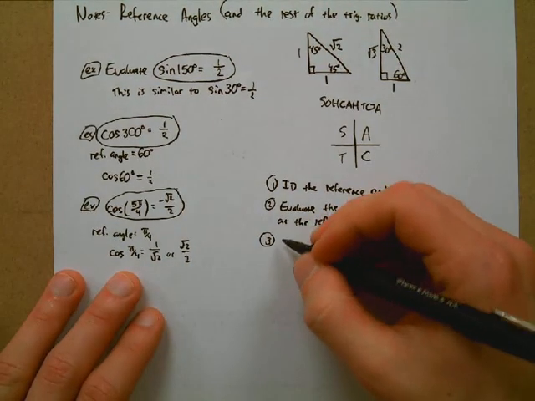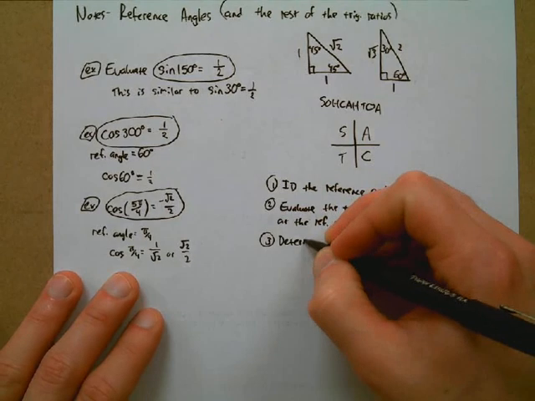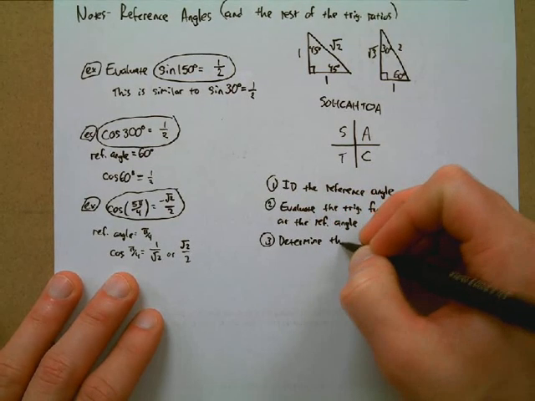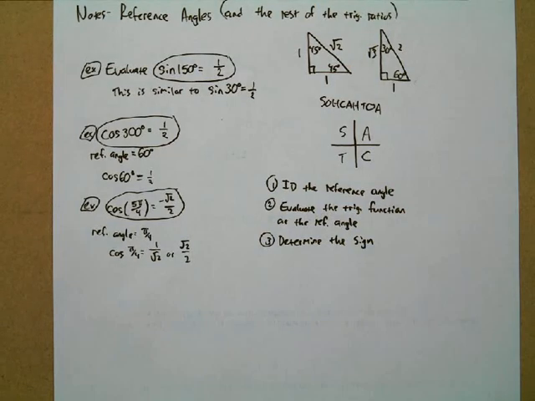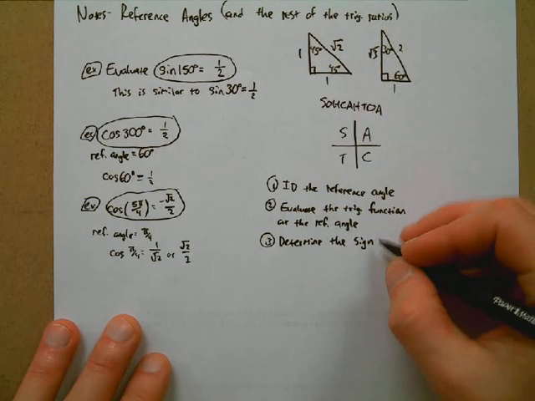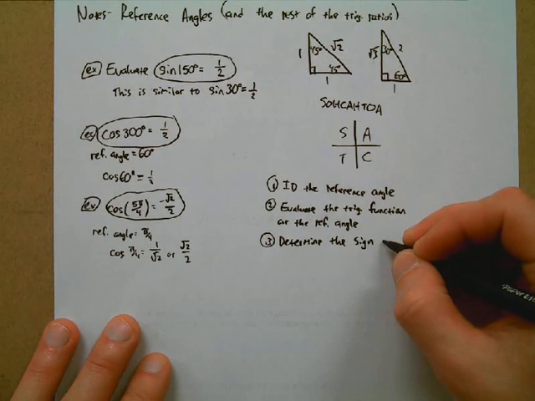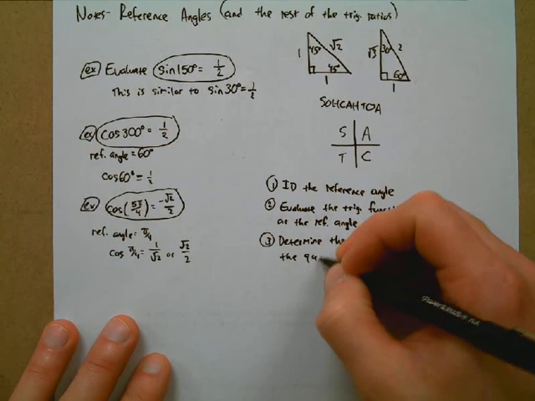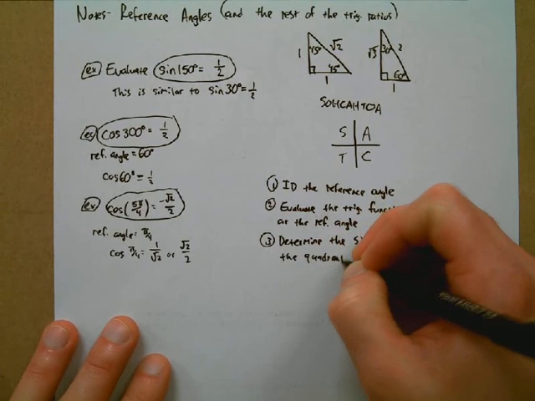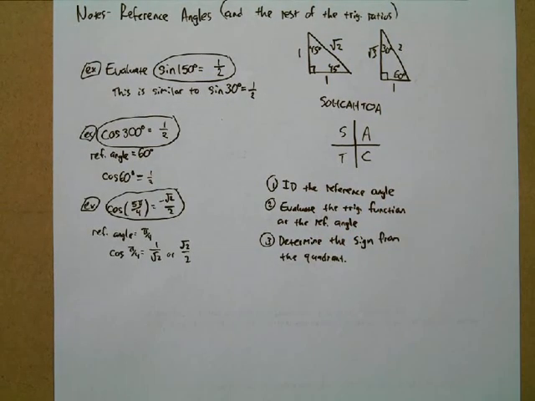determine the sign, and now we have to be careful because we have two words that sound like sine, but the SIGN, determine the sign from the quadrant. Okay, so identify the reference angle, evaluate the trig function at the reference angle, and then determine the sign from the quadrant. Okay, from the quadrant.